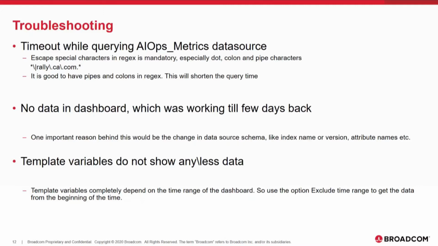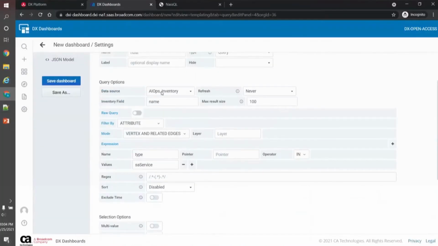And you create template variables, right, in order to filter your dashboards. Template variables at times do not show any data, or show less data, is one observation that we have seen. What happens is, when you are building a dashboard and I select the data source as AIOps inventory, and select the type as SA service, this is how we give inventory, right? Type SA service, and what is the field that you want to show in the drop down? I want to show the names. So essentially I'm saying that I want to list all the service names.